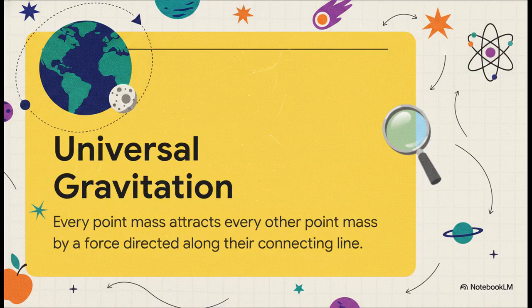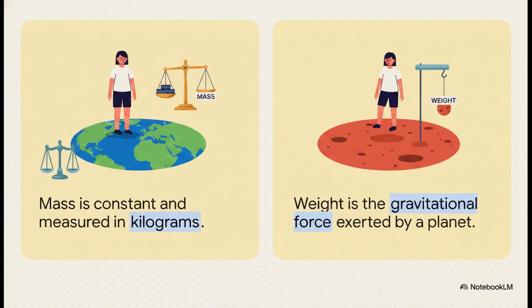It's the exact reason we stay anchored to the floor right now and the reason the moon stays in orbit around the Earth. Now, the exam guidelines are super strict about making sure you can distinguish between mass and weight. Mass is a scalar quantity measured in kilograms. It's basically how much stuff makes you up, and it never, ever changes, regardless of where you are in the universe. Weight, however, is a vector force, and we measure that in newtons. It's the actual gravitational pull a planet exerts on you. So your mass is constant, but your weight would completely change if you took a quick trip to Mars.